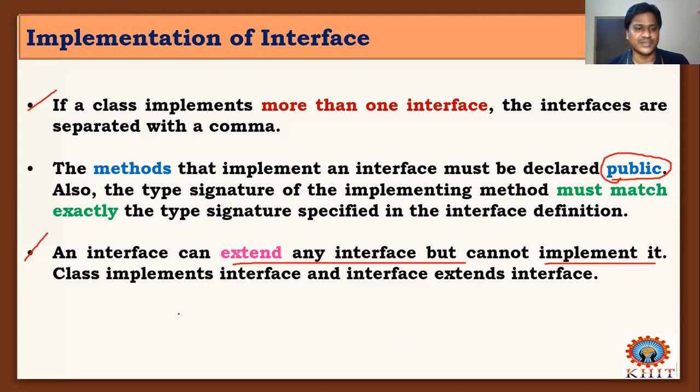It means inheritance between interfaces should only use the extends keyword, not the implements keyword. Got it? Next one. A class implements interfaces, whereas an interface extends an interface.